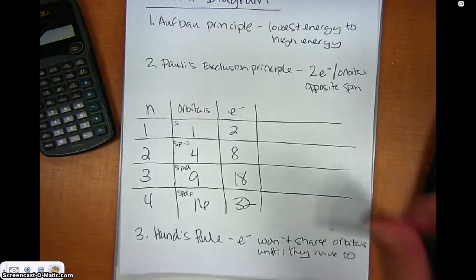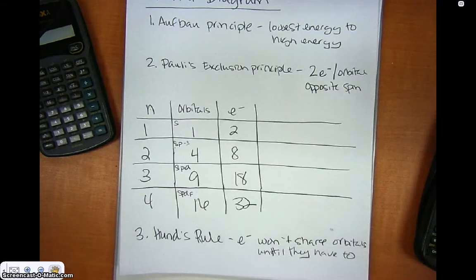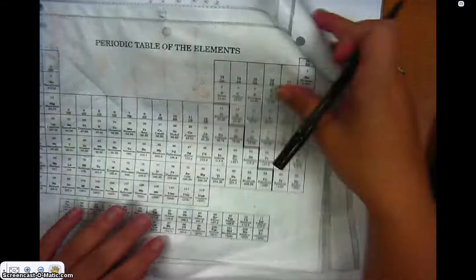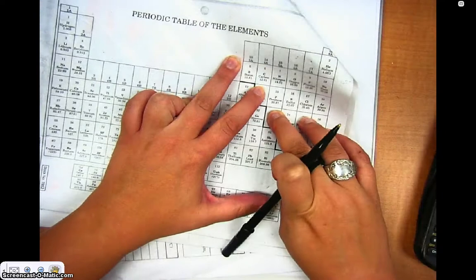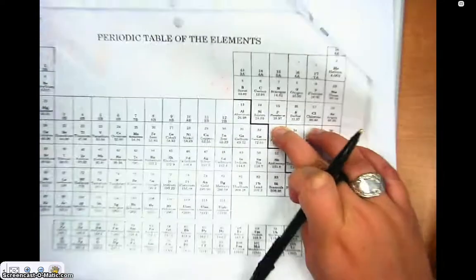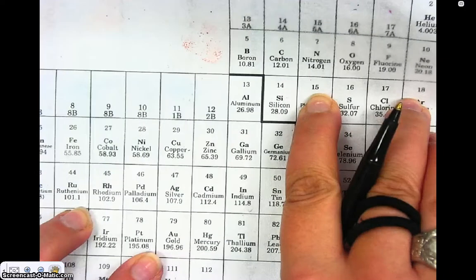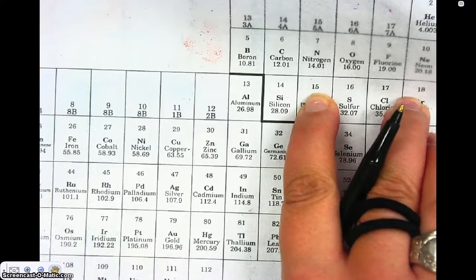Okay, so let's go ahead and I'm just going to do an example of one orbital diagram. So I'm going to pick an element on the periodic table, and we need to know how many electrons that element has. So let's just go ahead and look here, and I'm going to pick, right here, phosphorus. So if we zoom in, remember phosphorus has an atomic number of 15, so that means it has 15 protons, and it's electrically neutral, so it's going to have 15 electrons.